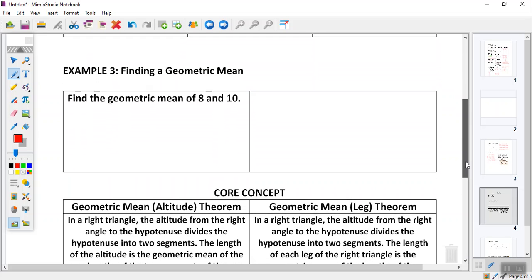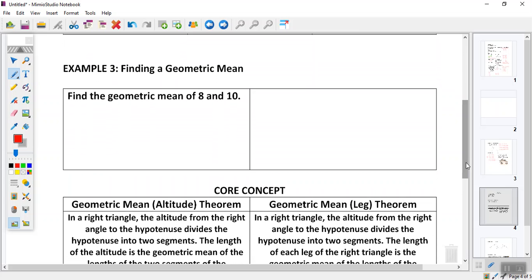It says find the geometric mean of what and what, kids? 8 and 10. Okay, so I would say 8 is to some number X as X is to some number, what? 10. Okay. What you would end up doing, kids, is taking 8 times 10. What value is that? 80. Now, kids, is 80 a perfect square?